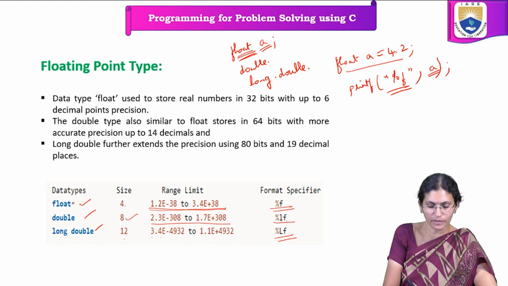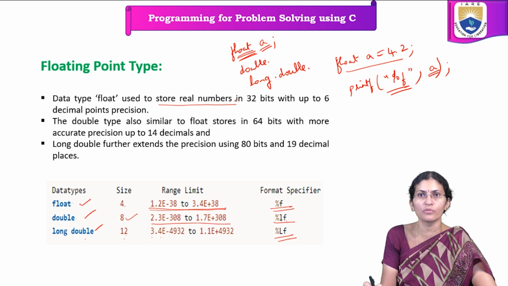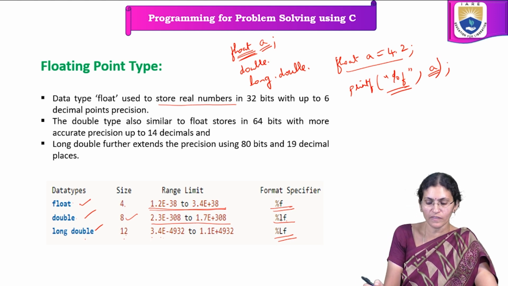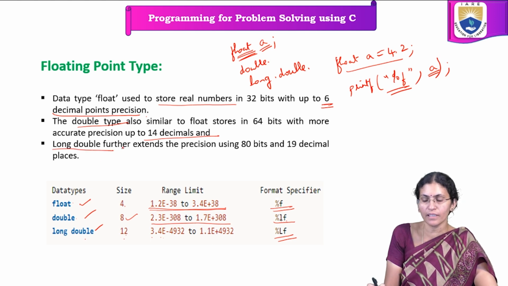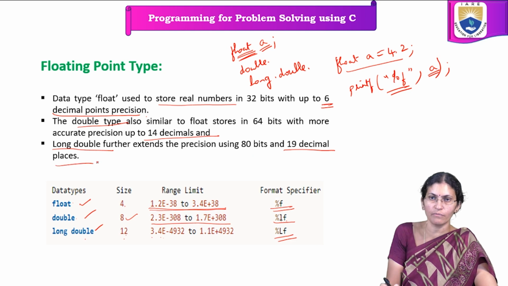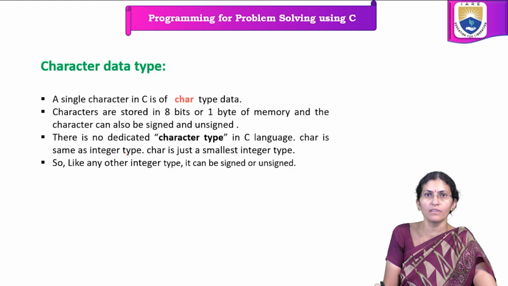So what is the difference between float, double and long double? All of them are used to store real numbers, but the precision varies. In float, the number can be represented accurately up to 6 decimal points. It has 6 decimal precision, whereas double can represent up to 14 decimals, and long double data type can be represented up to 19 decimal places. So that is the difference between float, double and long double.